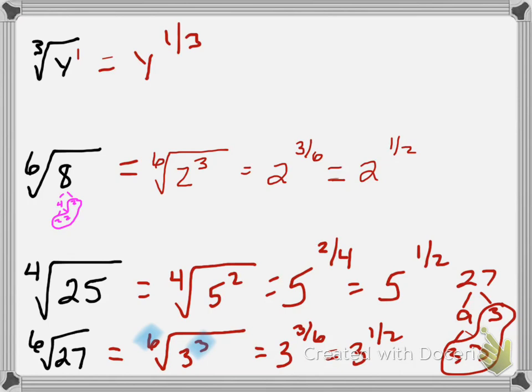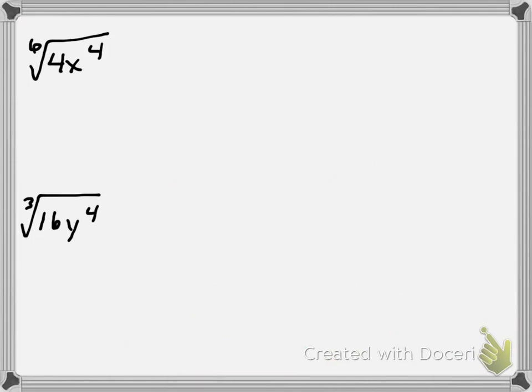All right, now we can do the same thing, only we can add more than one term under the root. There could be 4 or 5 terms under the root. You just go down the line and do each one separately. So for example, in the first one we have the sixth root of 4x to the fourth.